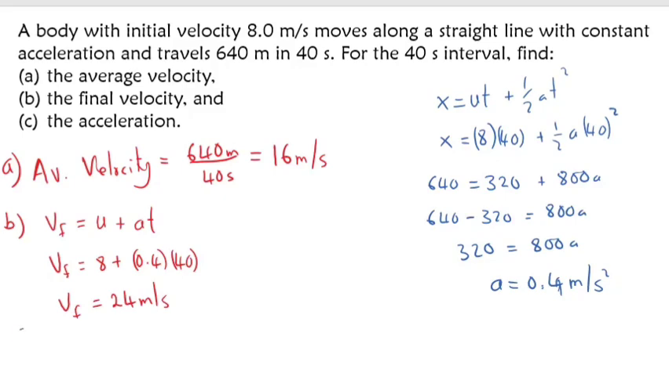Part C says find the acceleration, but we already have the acceleration. We calculated it. Acceleration is this value that we have here. So acceleration is 0.4 meters per second squared. So there we have it. I hope it makes sense.